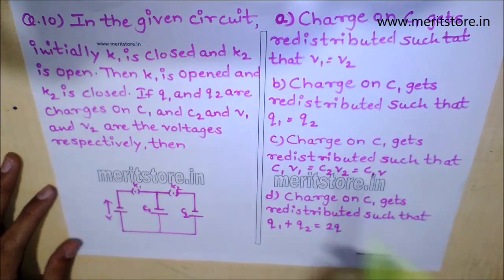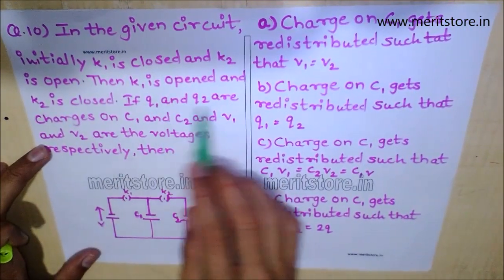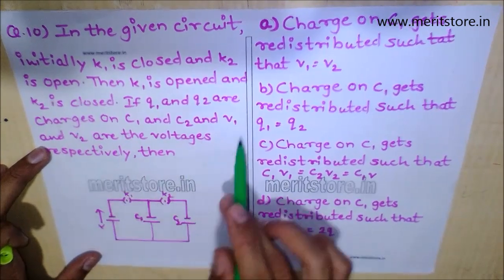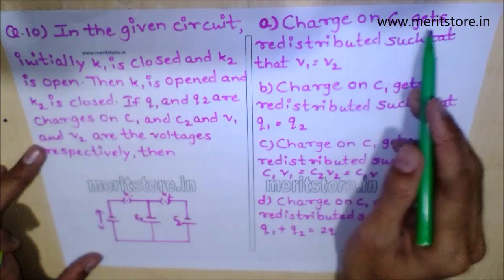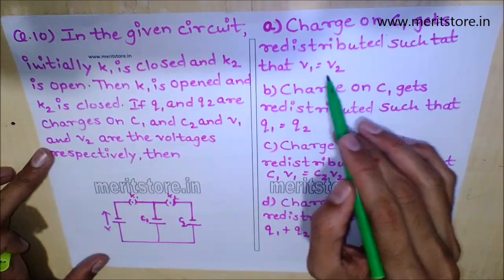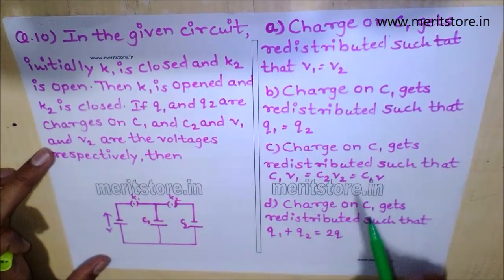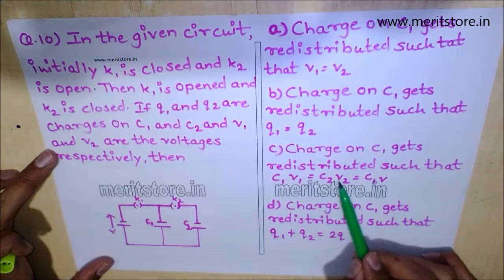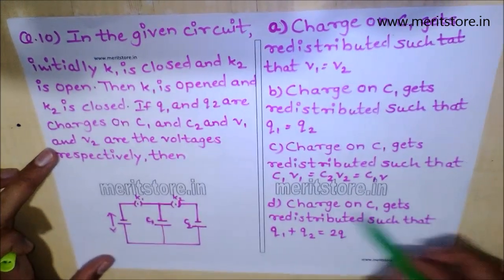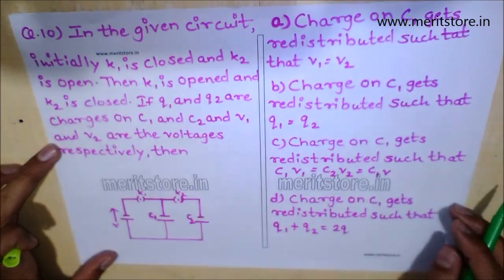Question number 10. In a given circuit, initially K1 is closed and K2 is open. Then K1 is open and K2 is closed. If Q1 and Q2 are the charges on C1 and C2 and V1 and V2 are the voltages respectively, then: charge on C1 gets redistributed such that V1 equals V2. Charge on C1 gets redistributed such that Q1 equals Q2. Charge on C1 gets redistributed such that C1 V1 equals C2 V2 equals C1 V. Charge on C1 gets redistributed such that Q1 plus Q2 equals 2Q.